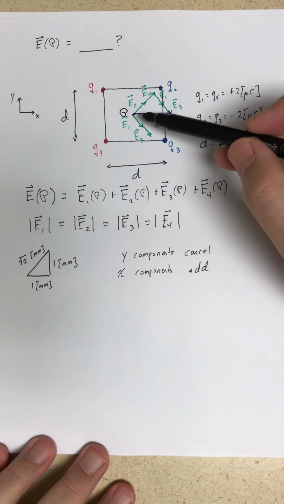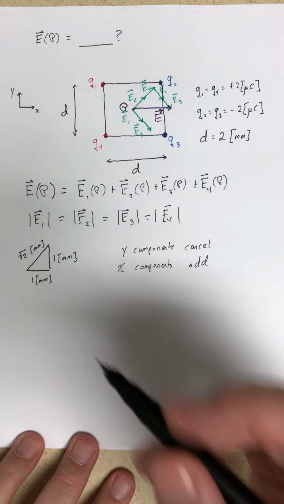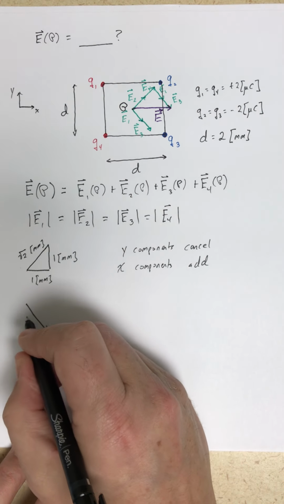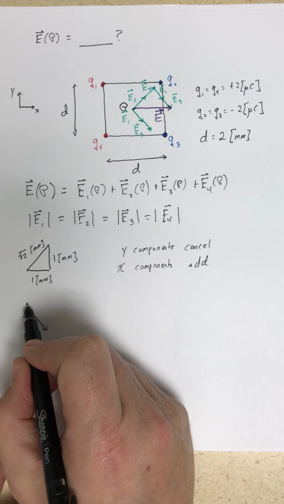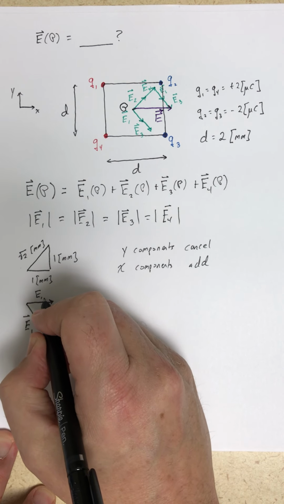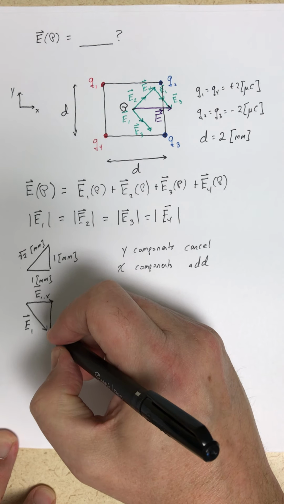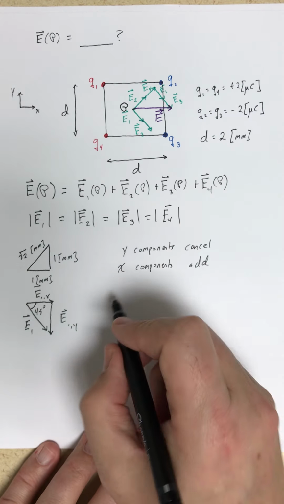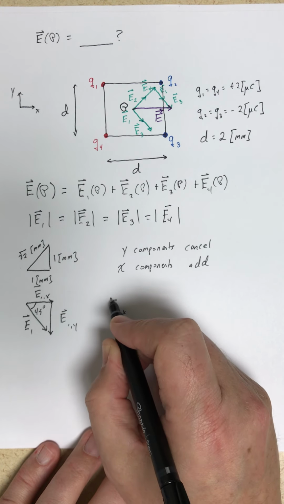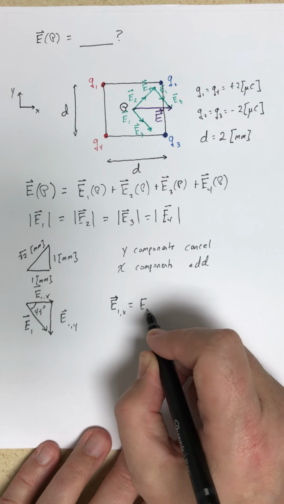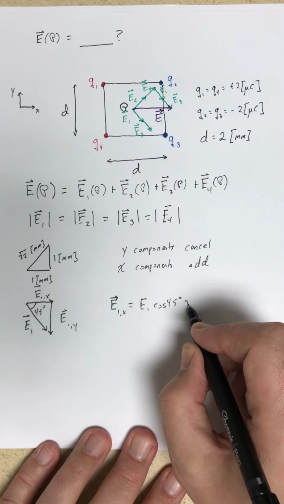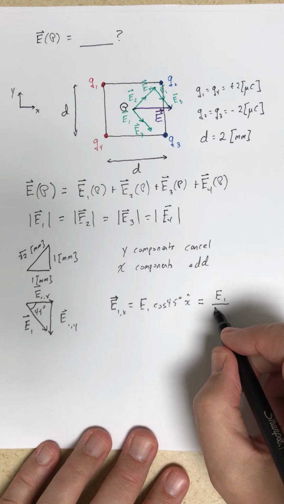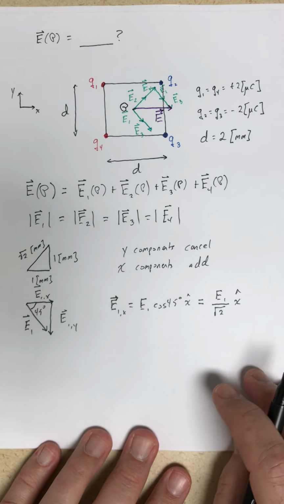So let's look at just the field E1 so we can figure out how to pick out its x component. So E1 is a vector, looks like that. It has an x component, E1 comma x. It has a y component, E1 comma y, and this is a 45-degree angle. So E1, its x component, is going to be E1 cosine 45 degrees, and it points along the x direction. And cosine of 45 is 1 over root 2. So I can just write this as the magnitude E1 over root 2 along the x direction.